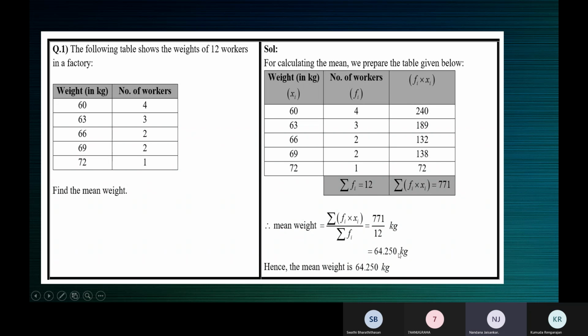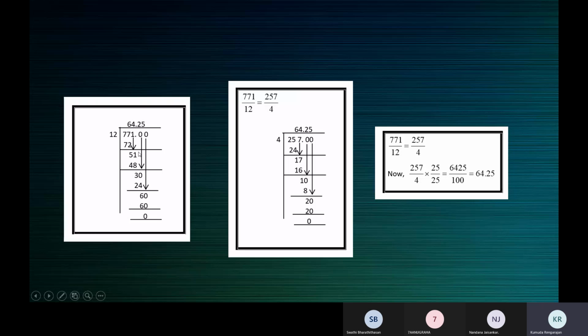Ma'am, we can also simplify it and divide, or we can also directly divide 771 by 12, ma'am. Yeah, that's what we saw, no, Nandana? That's what I was telling you all the while. Anything you can do. You can simplify and divide, or you can directly divide. Were you able to see the screen, Nandana? Yes, ma'am, I can see. Okay, I did tell you that you can divide straight away like this.